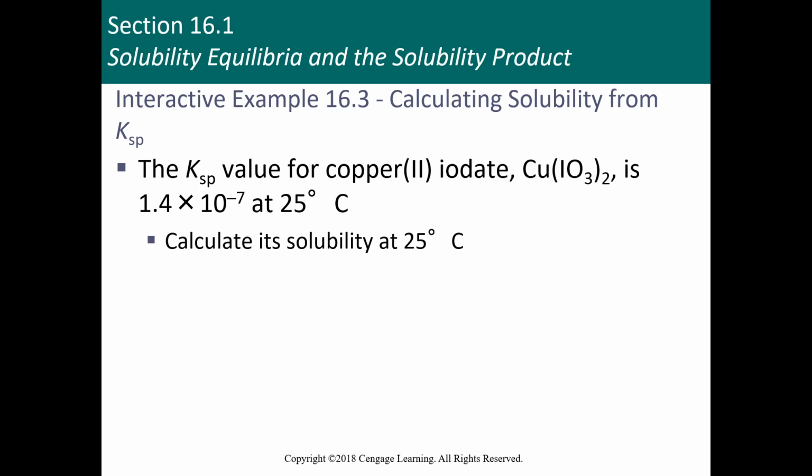Now, the interactive example that we're going to do next is this right here, which is the KSP value for copper 2 iodate, which is the formula, is 1.4 times 10 to the negative 7 at 25 degrees Celsius. So we're then going to calculate the solubility at 25 degrees Celsius. So again, what did I actually say to you? Solubility is equilibrium position, isn't it? So I've asked you to calculate the equilibrium concentration of this entire salt complex right here. Okay, that's all you have to do.